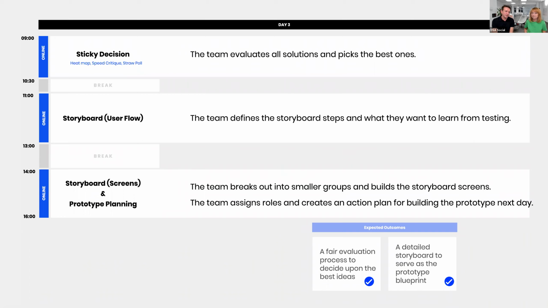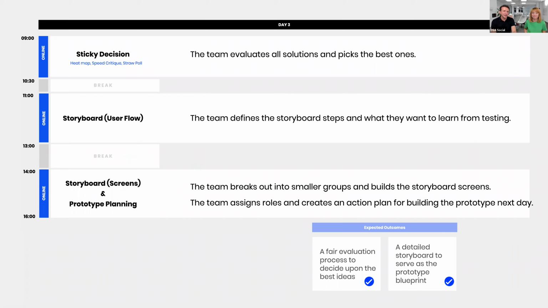The first one we dedicated to build a user flow, right? A storyline based on everything that's been voted, so like, okay, this is the foundation of our storyboard, of our prototype. And then we have a break. You know how storyboard is a challenging exercise. People get a lunch break, they cool off.